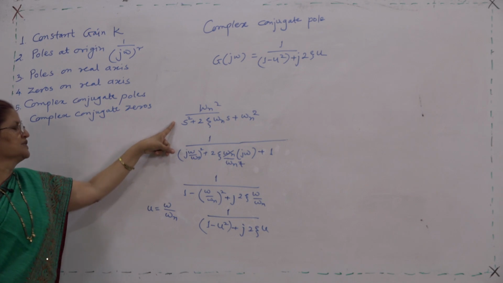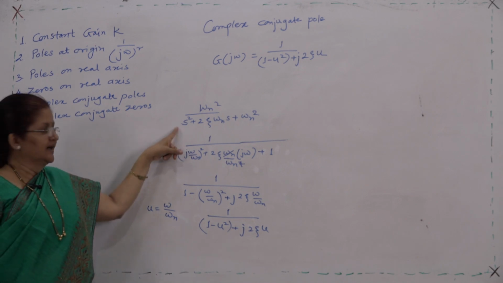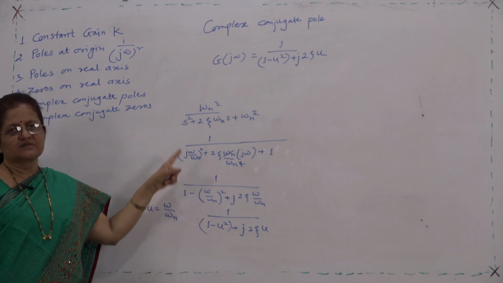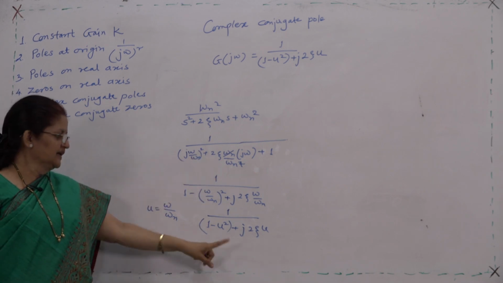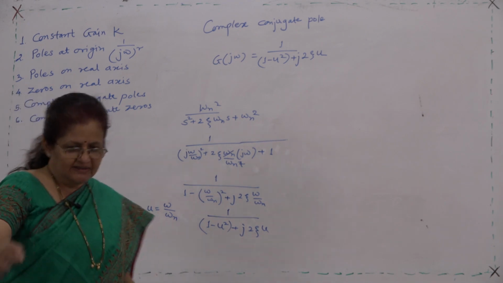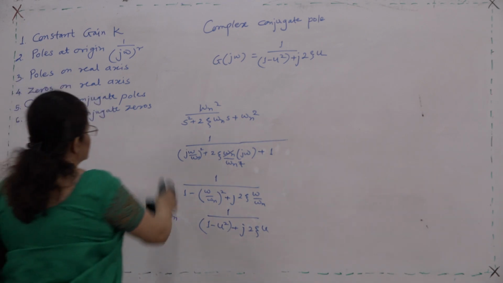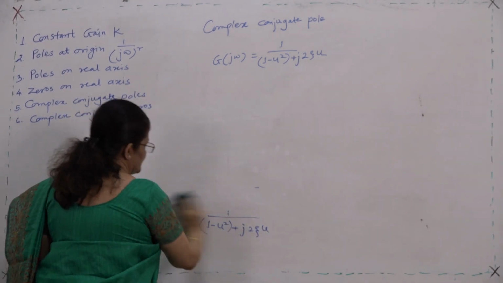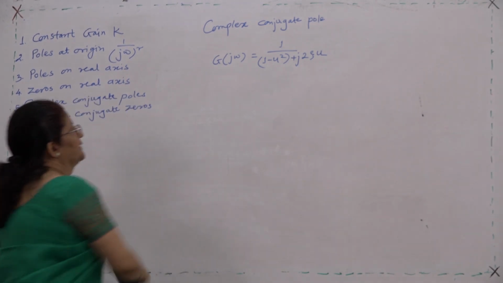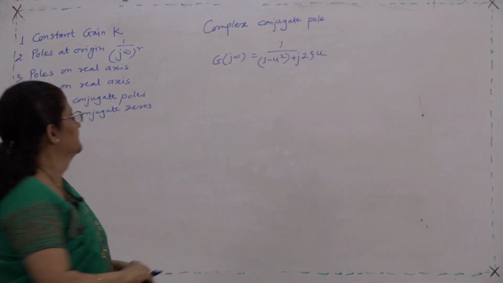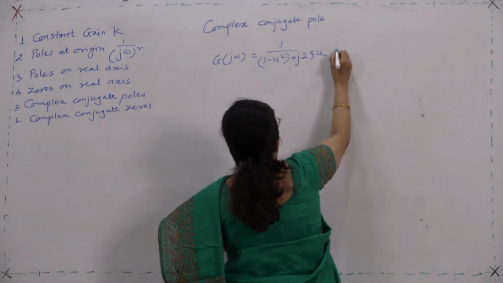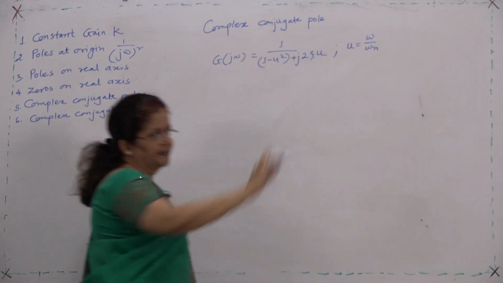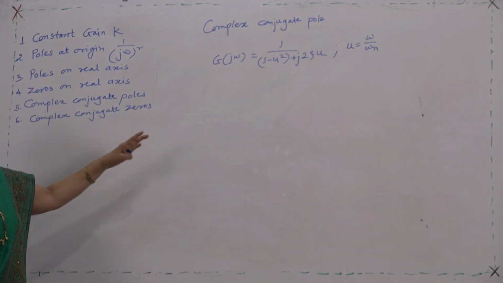So, the transfer function which we know in the time domain, we are converting it to the frequency domain by replacing s by j omega and representing it properly. So, we get the transfer function for the complex conjugate pole as 1 upon 1 minus u square plus j twice zeta u, where u is equal to omega upon omega n. I think there is no doubt now.